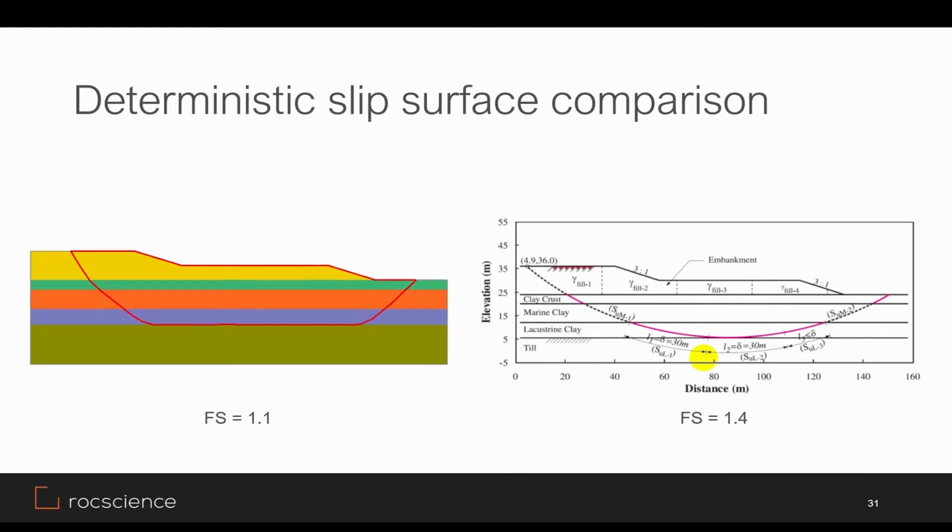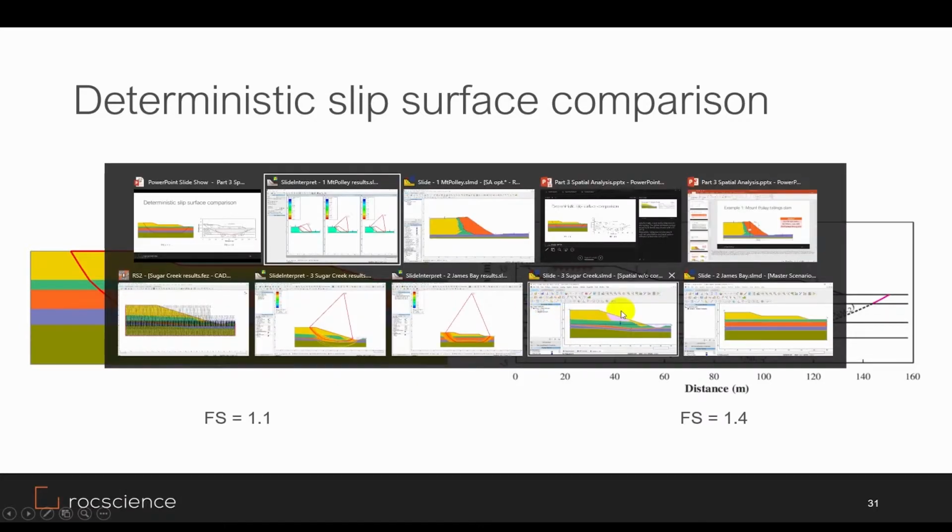Let's first take a look at the deterministic slip surface. The global minimum surface found by L. Romney was circular, with a factor of safety of 1.4. Meanwhile, using non-circular search with surface altering optimization, we found quite a different surface, and we found a factor of safety of 1.1. Alright, so let's take a look at that.